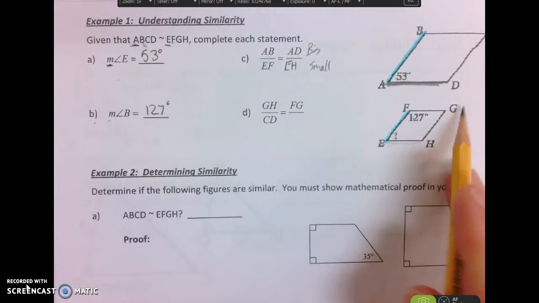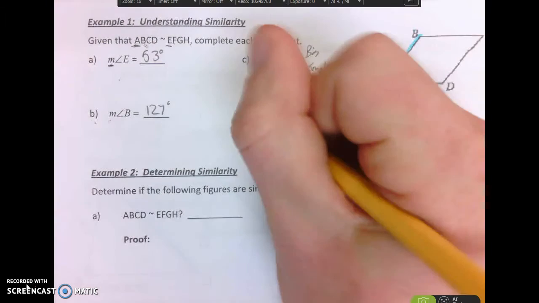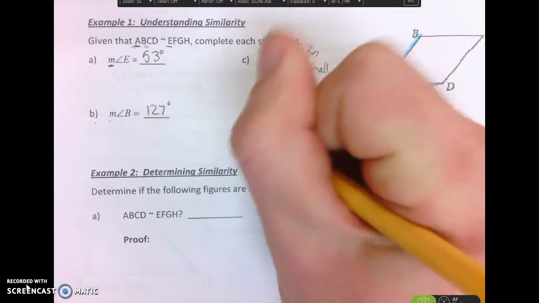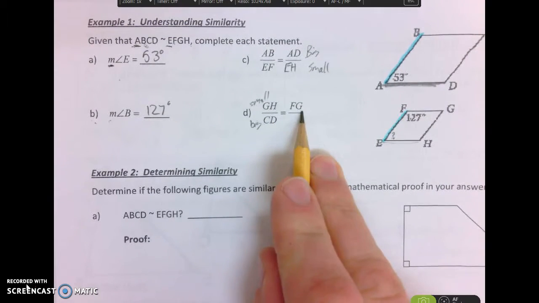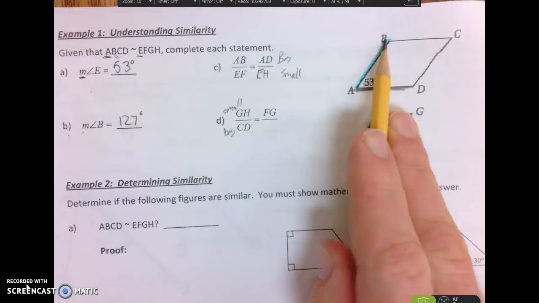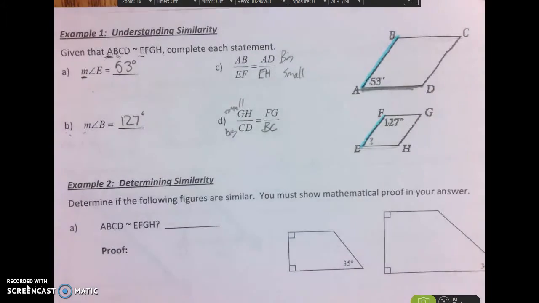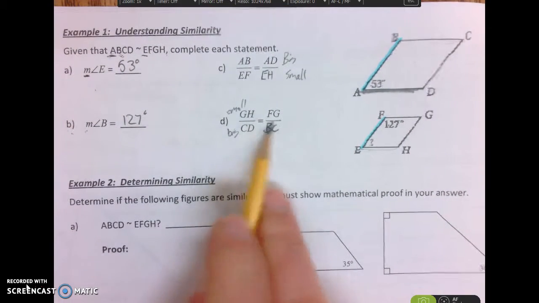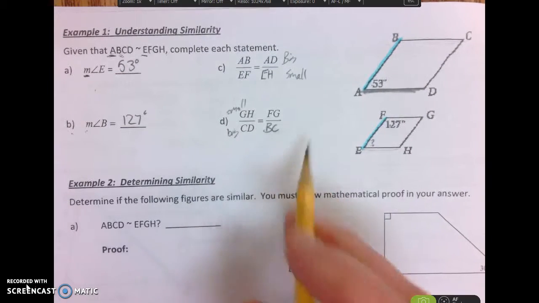D, we got GH over CD. So now look at, we are small over big. If it's small over big on this side, it's got to be small over big here. Notice FG is the small side, and that is proportional with BC, which comes from the big quadrilateral. Okay, so these are proportions that are equal to each other. If we had numbers here and cross multiplied, they'd equal the same number.